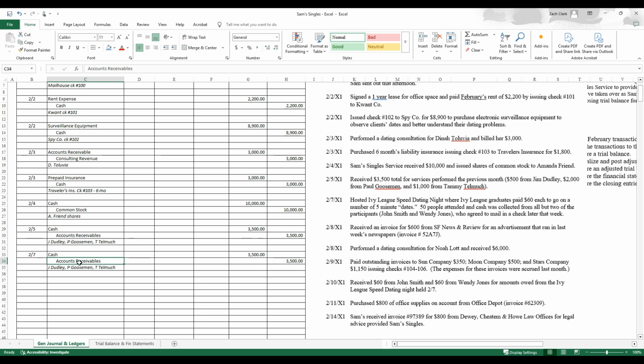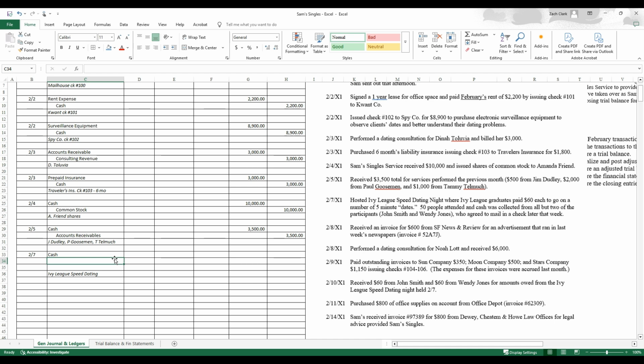Okay, so this journal entry, I'm gonna copy this, paste that down. Then I'm gonna copy this and paste that here, just so we have, we need 3 lines for this one. And cash is going to be one of those lines. And let's say Ivy League speed dating. That's good. Let's get rid of our links there.